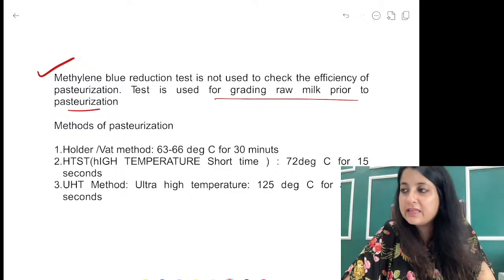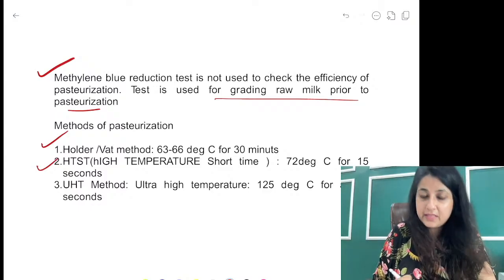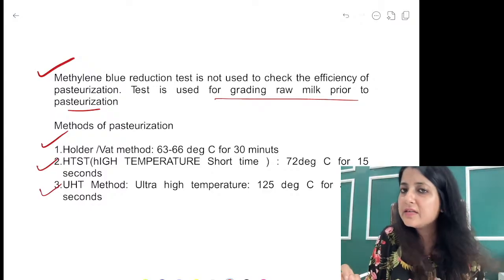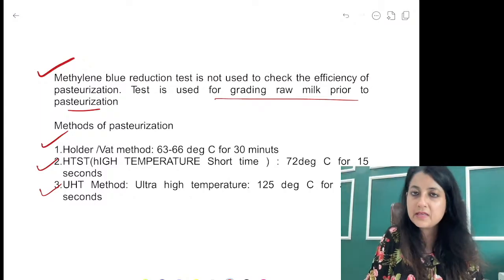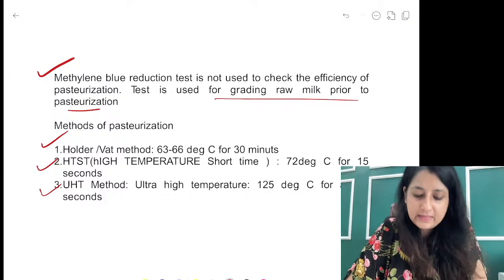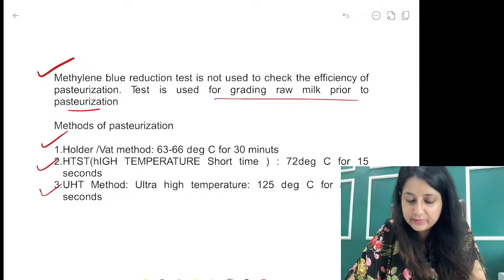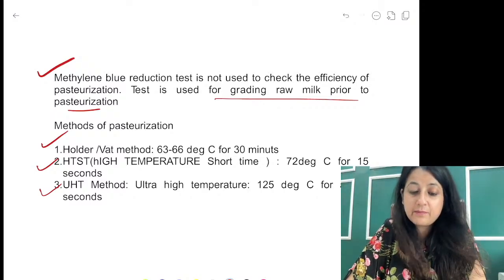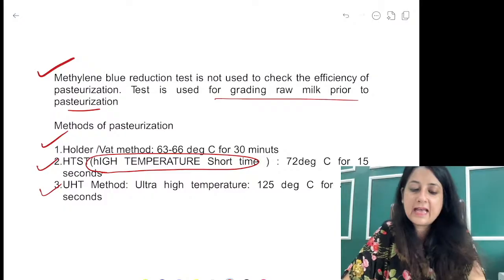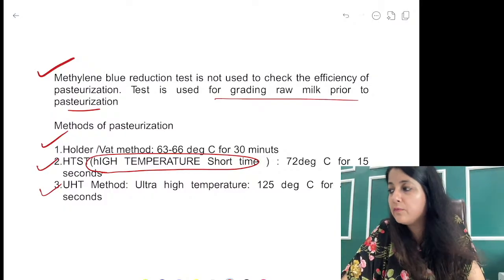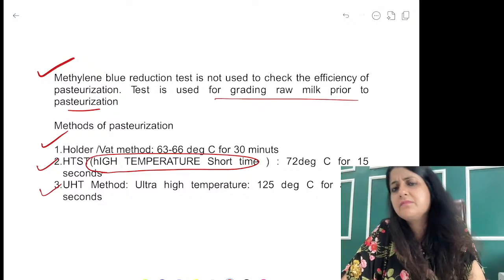Clear? Another question that comes is, what are the methods of pasteurization? Holder or vat method, high temperature short time method, ultra high temperature method. Which method is most commonly practiced? Is it Holder vat method, 63 to 66 degrees C, then cool for 30 minutes, or is it high temperature short time method? It's not Holder method, guys. It is high temperature short time method. That is the one we commonly do. We heat it to 72 and then we cool it for 15 seconds. Might or might not ask.